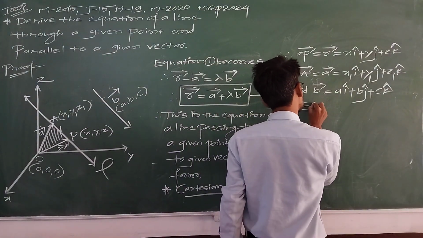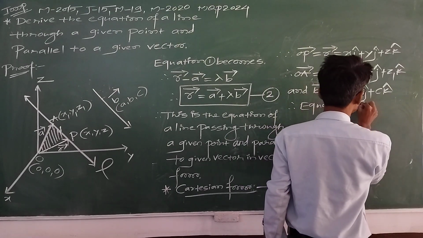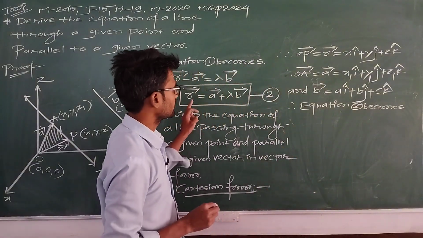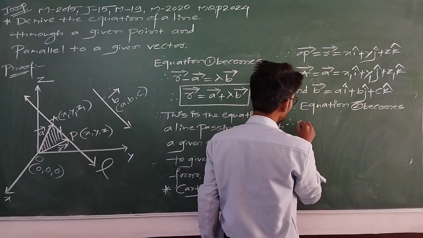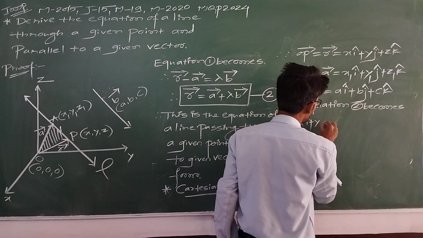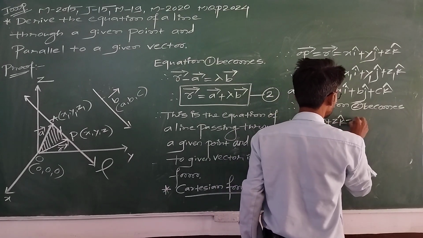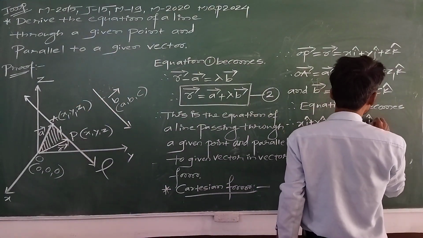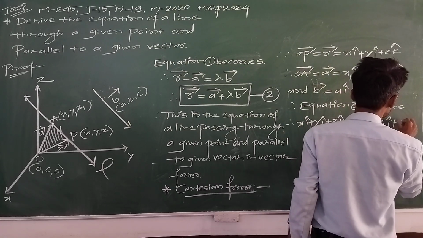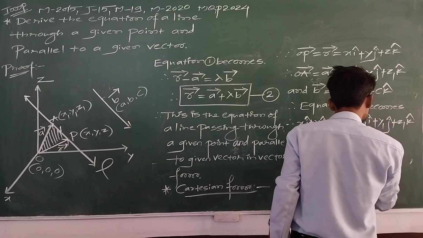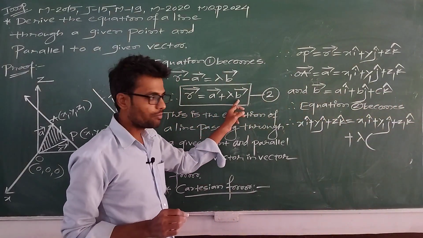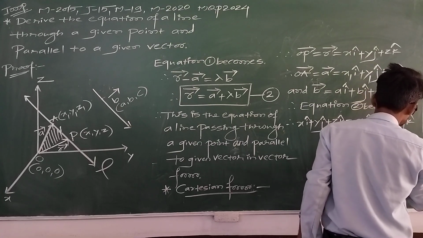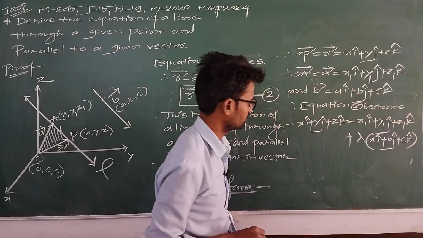All these values we substitute in equation number 2. So equation 2 becomes: r vector, xi cap plus yj cap plus zk cap, is equal to A vector, x1 i cap plus y1 j cap plus z1 k cap, plus lambda into B vector, where B vector is ai cap plus bj cap plus ck cap.